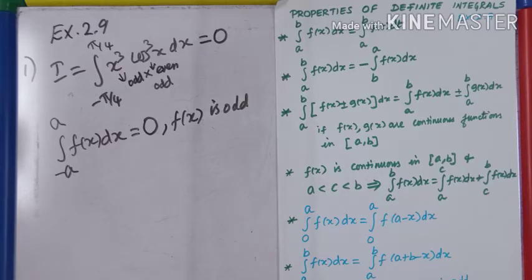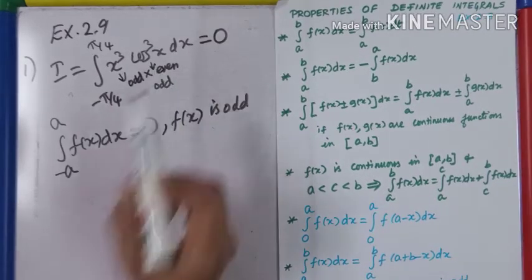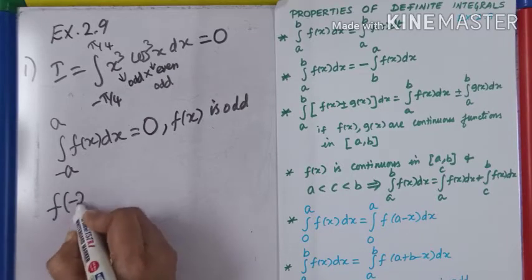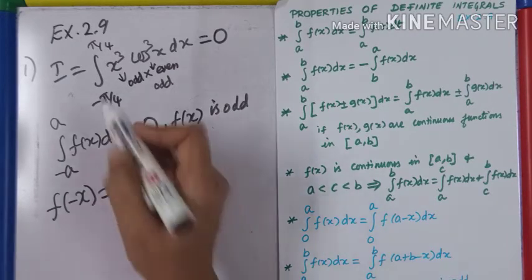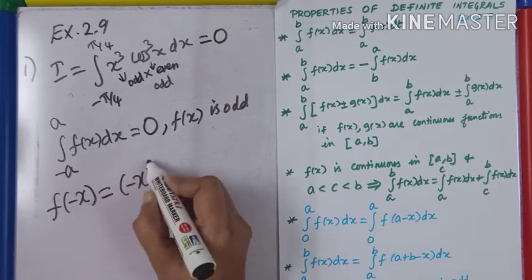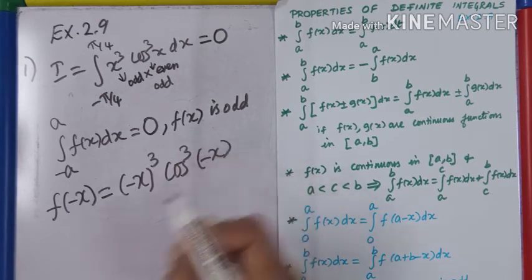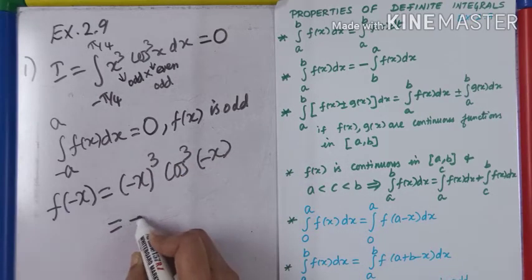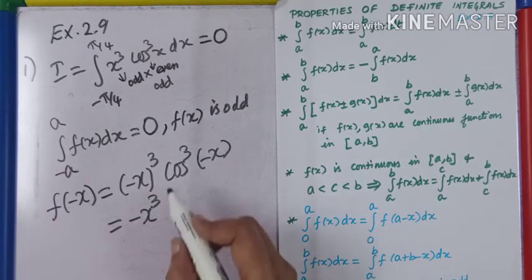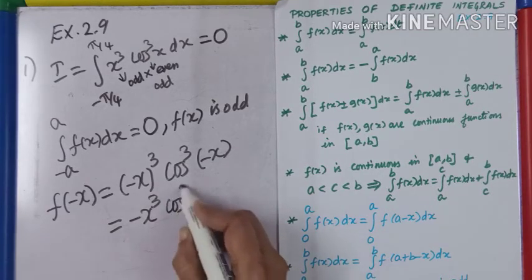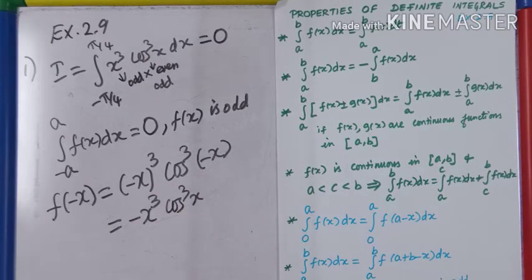Now how am I to say it is odd? I can simply say it, but it's better that you prove it. f of minus x is equal to, wherever x is coming, let me put minus. So minus x cube cos cube of minus x. Minus the whole cube becomes minus x cube. Cos, by all means, is positive. So I write like this. So f of minus x is becoming minus f of x. See, the question is x cube cos cube x, but I get minus x cube cos cube x.